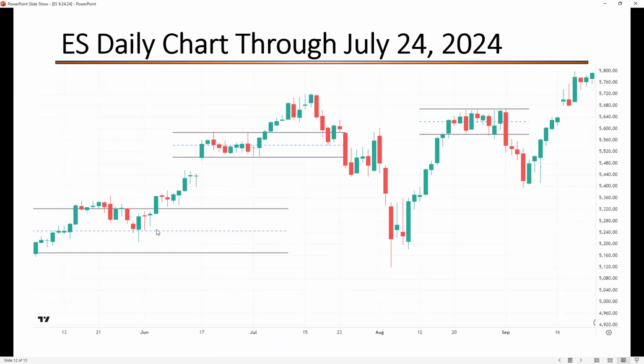So that was the trading day for Tuesday, 9/24. And here we're also going to zoom out and take a look at what we're looking at. Here's the end of the trading day. Again, we're still in this consolidation zone.